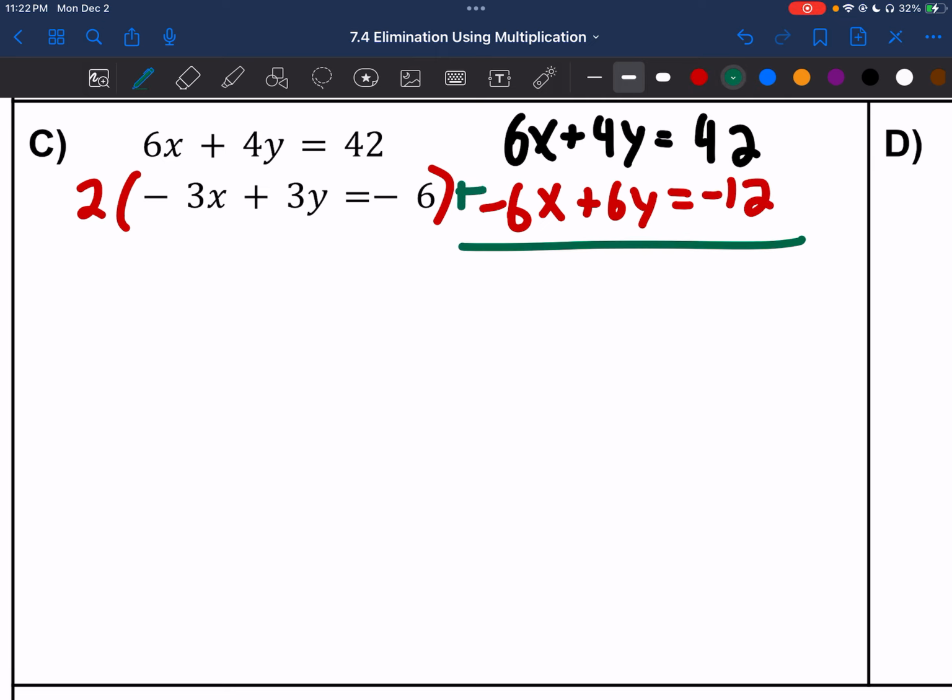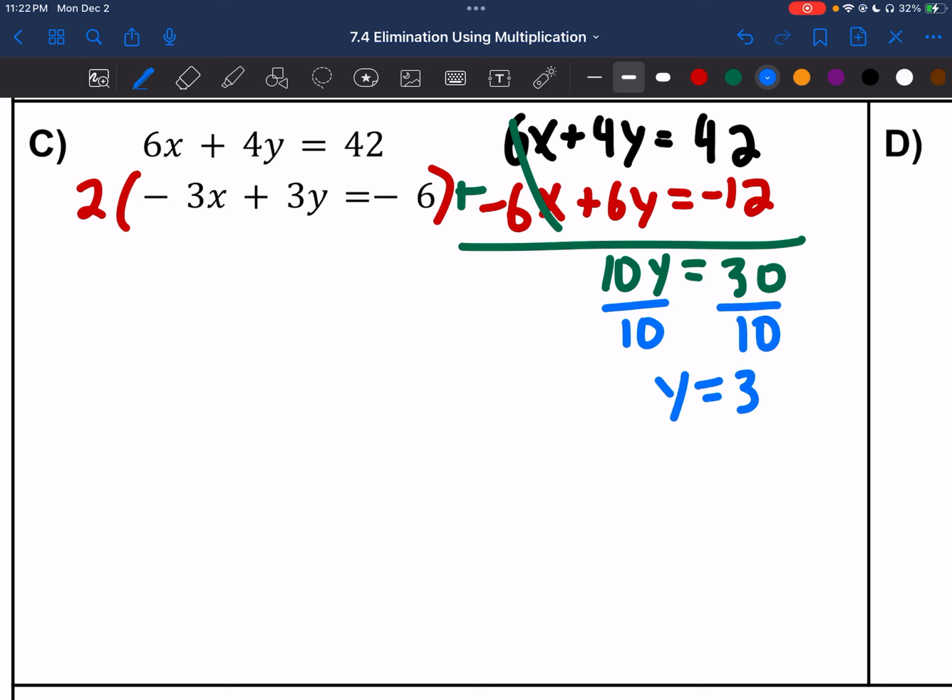Add those two equations together. X's cancel out. 6y plus 4y is 10y. 42 plus negative 12 is 30. And we're going to divide by 10. Y equals 3.